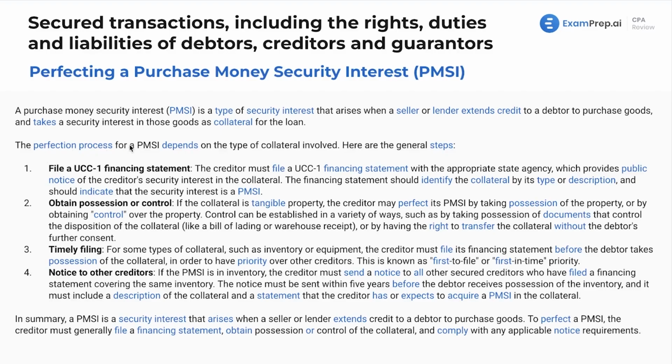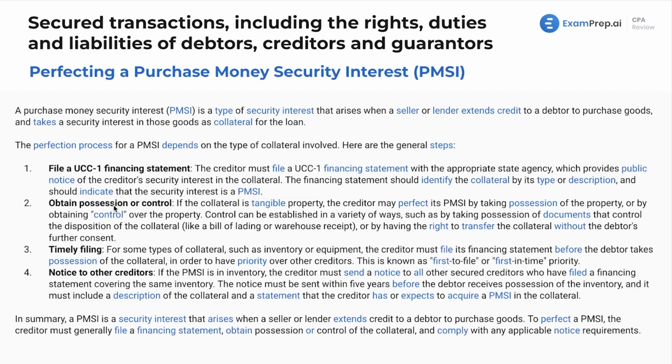Now, the perfection process for a PMSI depends on the type of collateral involved. We got some general steps here. First, you want to file a UCC-1 financing statement. Generally, on the exam, it'll just say file a financing statement. The creditor must file this financing statement with the appropriate state agency, which provides public notice of the creditor's security interest in the collateral. The financing statement should identify the collateral by its type or description and should indicate that the security interest is a PMSI.